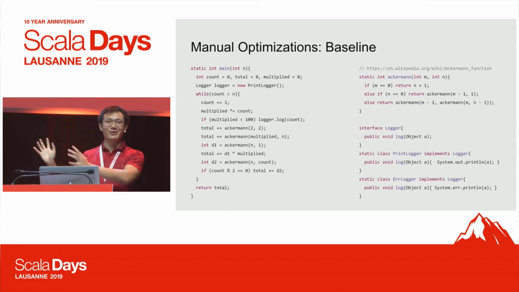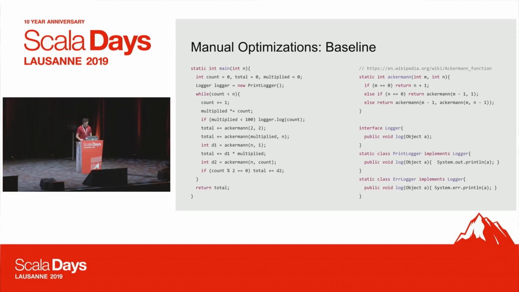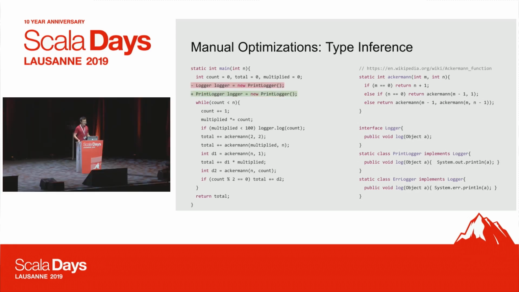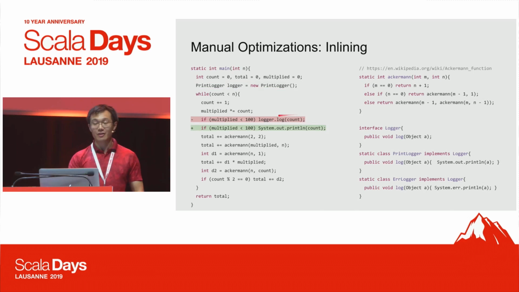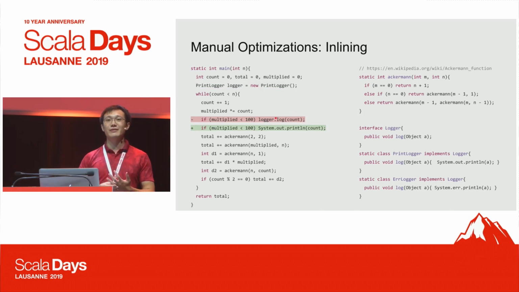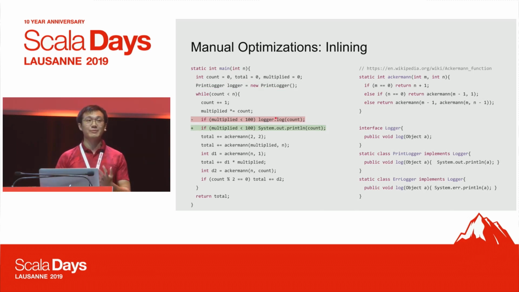So we have this piece of code. How do we optimize this? First, we notice, well, this logger up here is not actually a logger. It's a print logger. And we know that because of the right-hand side of the assignment. Because we know it's a print logger, this logger.log function call can only go to one concrete implementation, which does System.out.println.